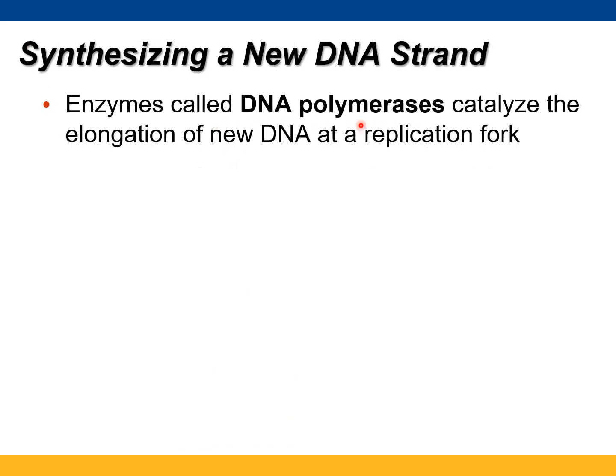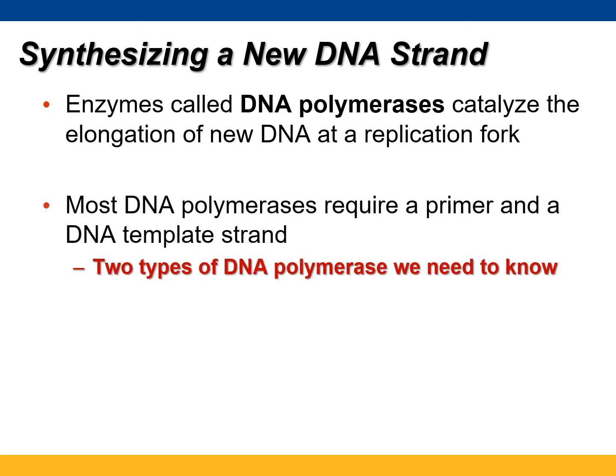So these polymerases catalyze the elongation of DNA at the replication fork. And they're doing it on both strands, but because we can only synthesize 5 to 3, it creates a little bit of a technical problem on that lagging strand. There are 2 different kinds of DNA polymerases, and this can be a little bit confusing. Our main DNA polymerase, our primary DNA polymerase, is called DNA polymerase 3, Roman numeral 3.